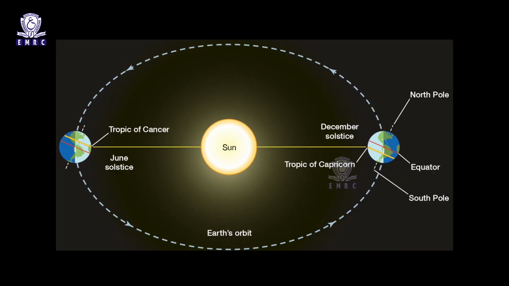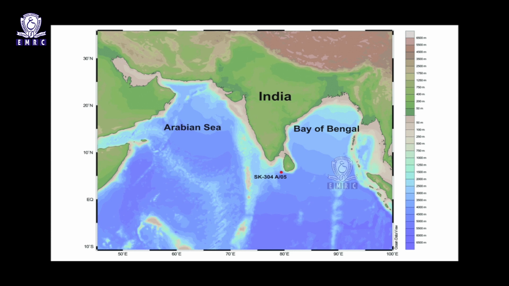Summer monsoon. In summer, the sun shines vertically over the Tropic of Cancer, resulting in high temperature and low pressure in Central Asia, while the pressure is still sufficiently high over the Arabian Sea and Bay of Bengal. This induces airflow from the sea to land and brings heavy rainfall to India and her neighboring countries.